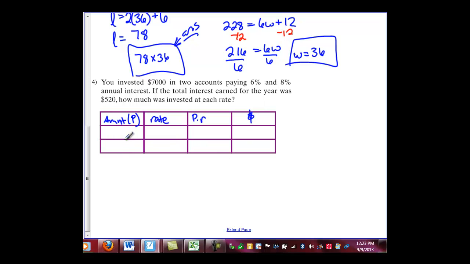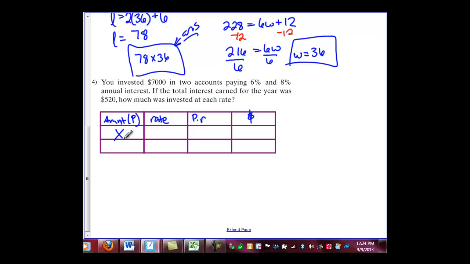All right, but first things first. We have to pick an amount. So we know there's going to be some amount invested at 6% and some other amount invested at 8%. What do you think we should call the amount we're investing at 6%? X sounds good. Now this one I'm going to go ahead and have us solve it using one variable.